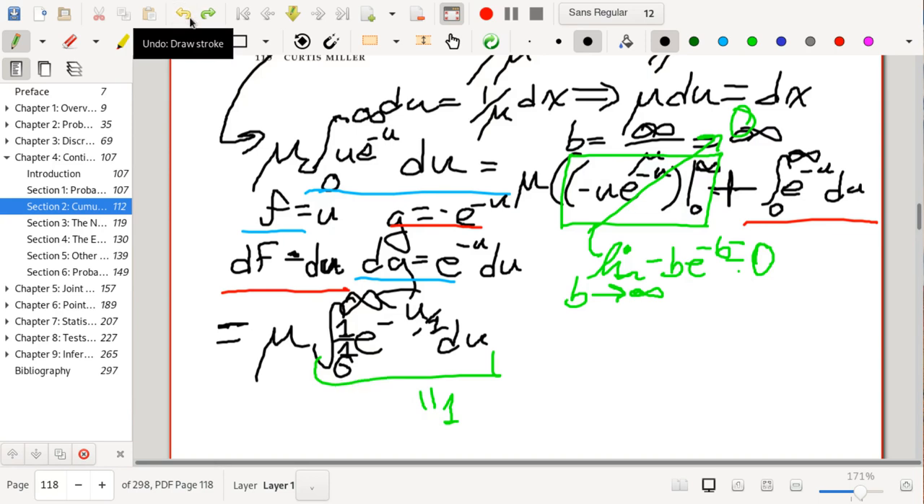So that means that we're going to end up with mu. So the expected value of X equals our mean parameter mu. Hence, we get the interpretation for what mu is. Okay, that was quite a bit, so you may want to look over that again.